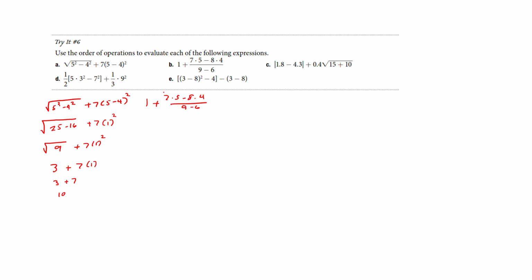Okay, and I'm going to work with this. Now, because it's division, everything on the top is a grouping symbol and everything on the bottom. Until we've cleaned that up, we can't finish this. So on this top, I've got multiplication and subtraction. Well, I'm going to do the multiplication first, and I'm going to go from left to right.